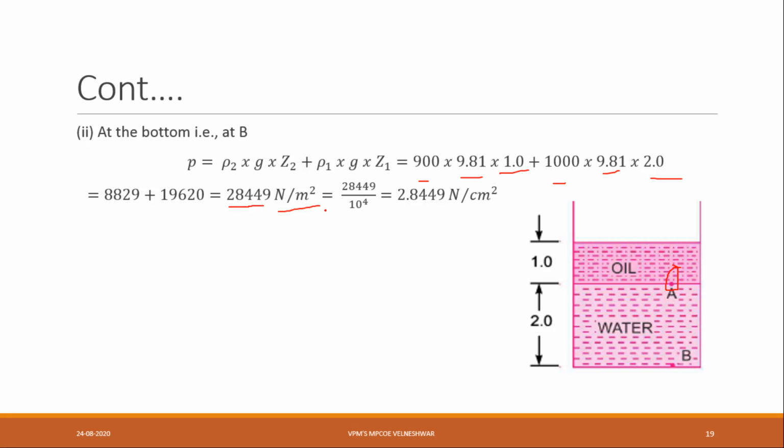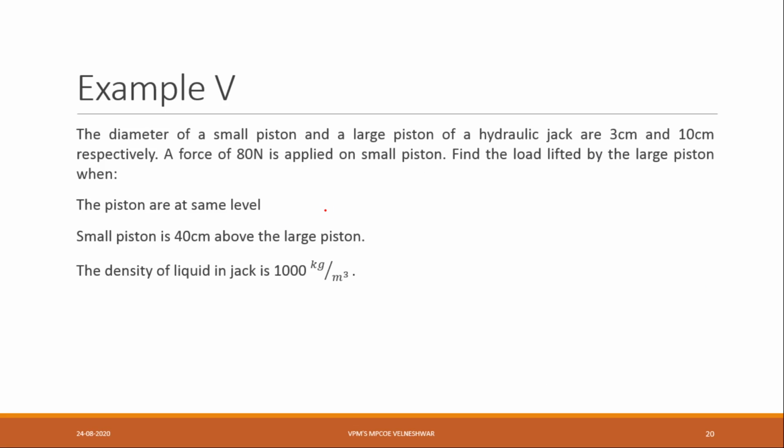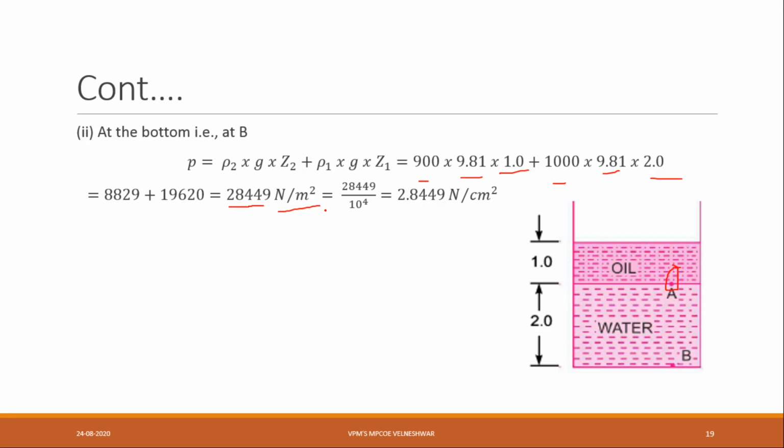Now again, as it is in Newton per meter square, I have to convert it into centimeter. That is 28449 divided by 10 to the power 4, that is 2.8449 Newton per centimeter square. Completed the sum. This is a 10 marks sum. The only difficulty is how we select, that is important. If you know the logic, that if I am calculating PB, then I have to consider PA also, the sum is easy.